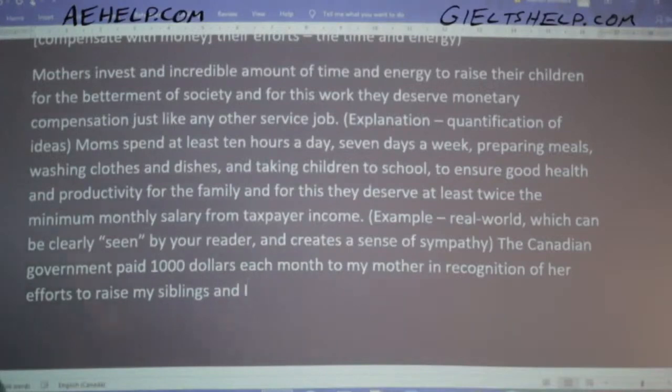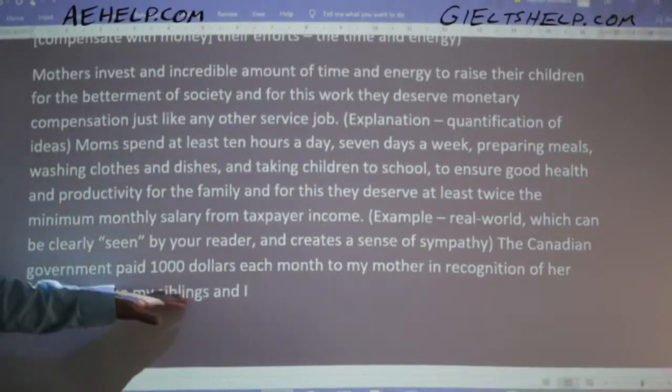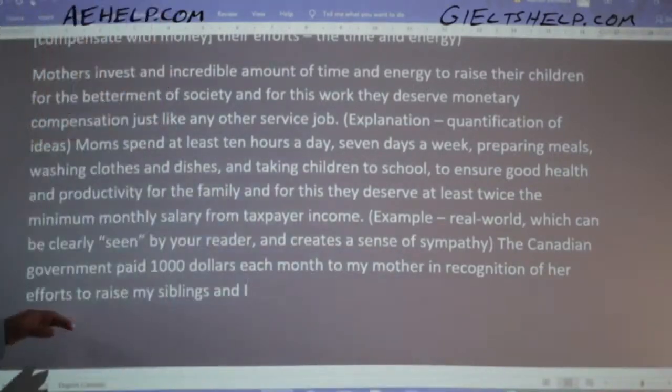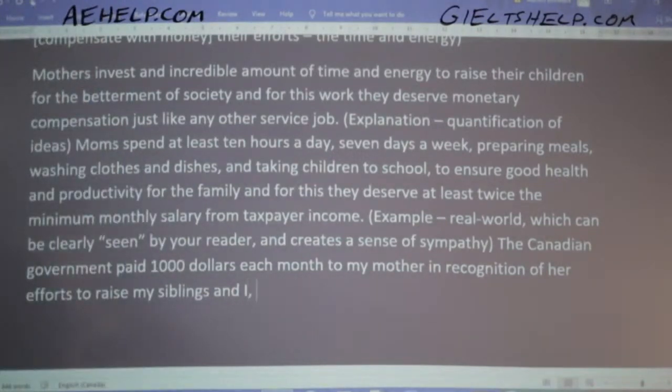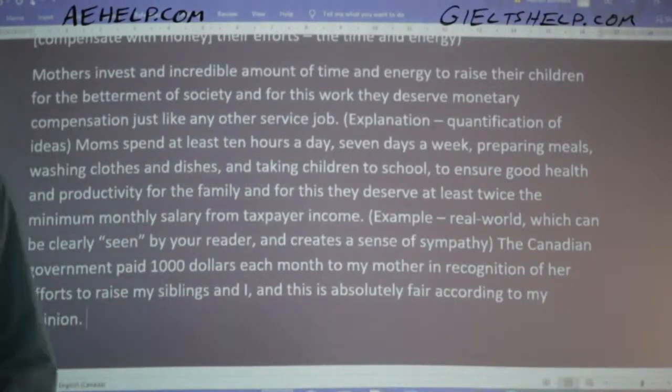So here's my example, same kind of idea. So the Canadian government paid $1,000 each month to my mother in recognition of her efforts to raise my siblings and I. And let's keep it simpler, and this is absolutely fair, according to my opinion. Okay, so kind of reflecting back on my opinion.